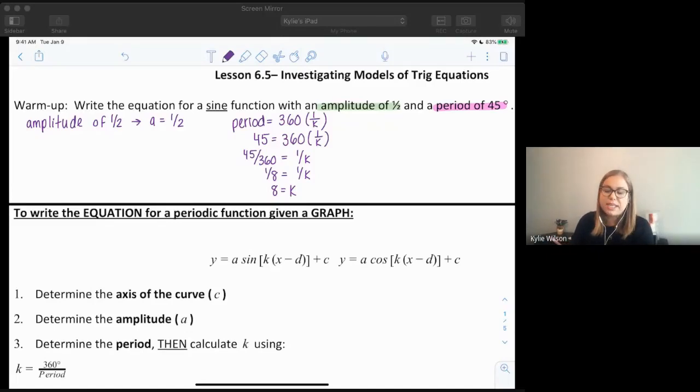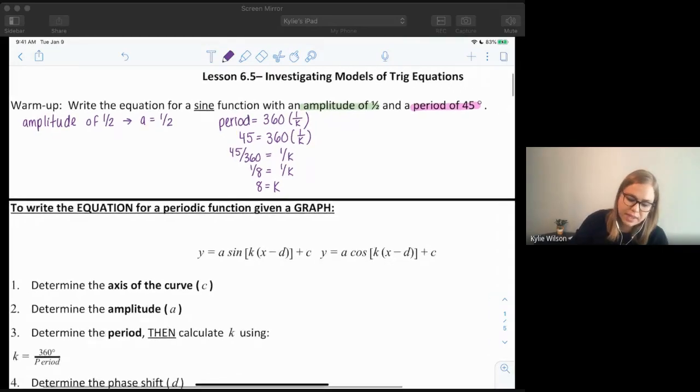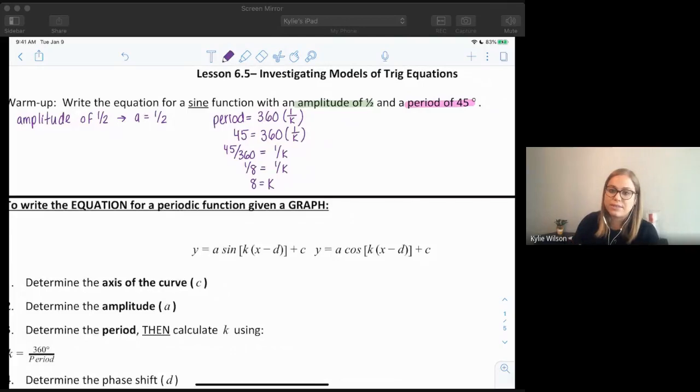Because it doesn't mention any phase shift or horizontal translation, or any vertical translation, or any reflections, we can just assume that there isn't one. So if it's not mentioned, we just assume that those transformations are not happening. So now let's add these to our equation.